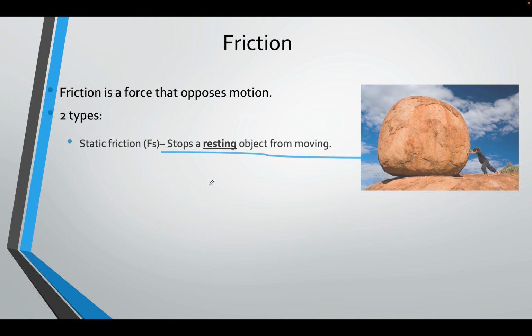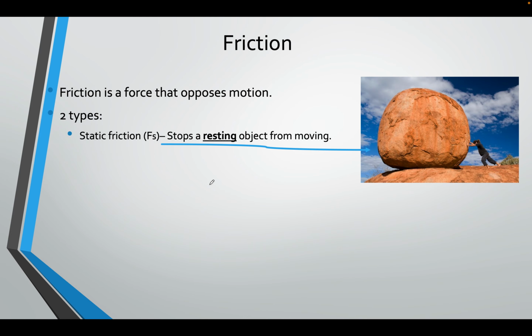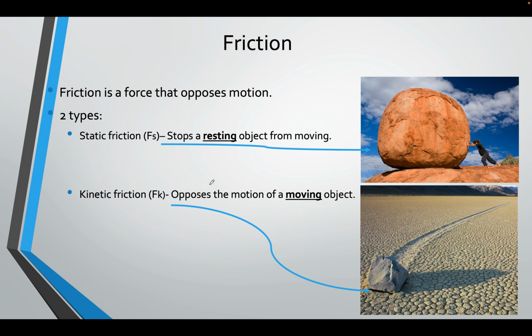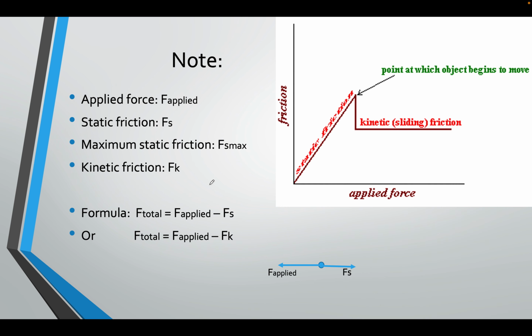There are two types. We have static friction, which stops a resting object from moving. Then you have the kinetic friction or dynamic friction. This is to oppose the moving object when it's already in motion. You must know that kinetic friction is less than static friction.